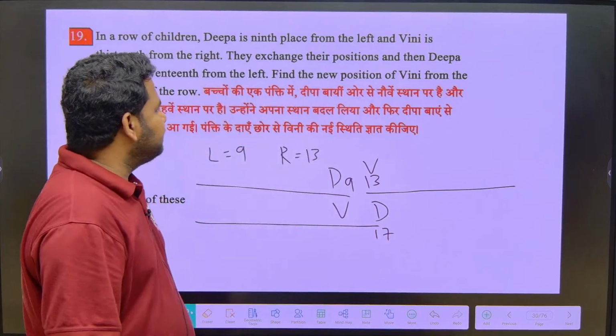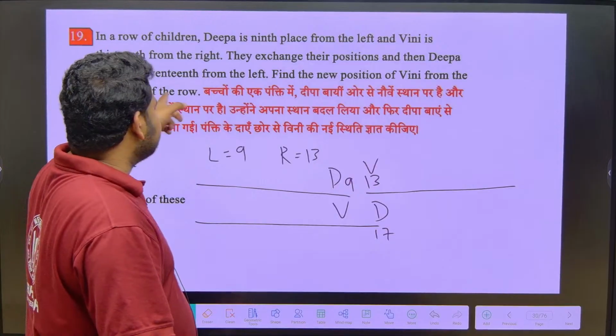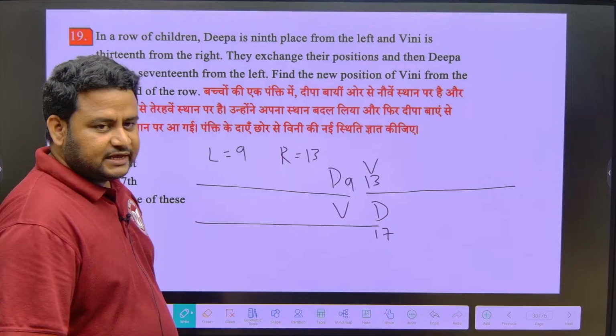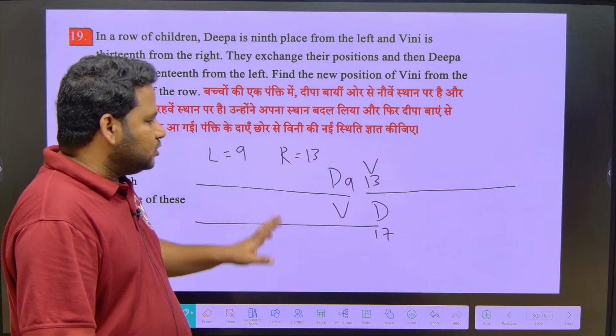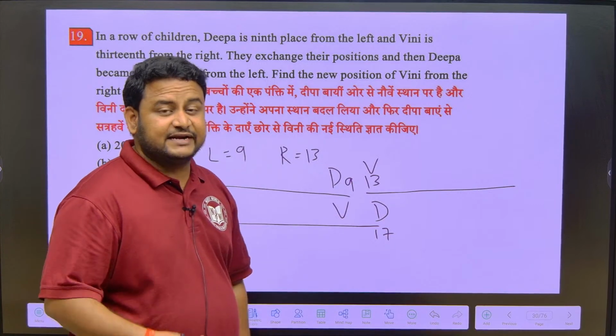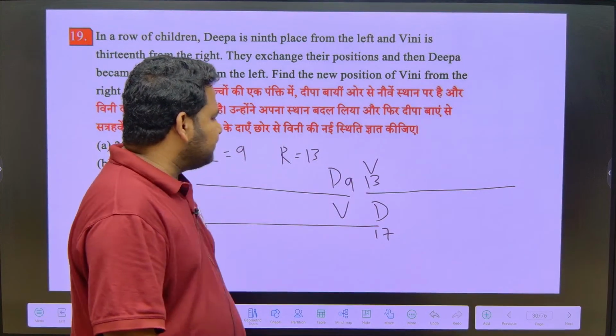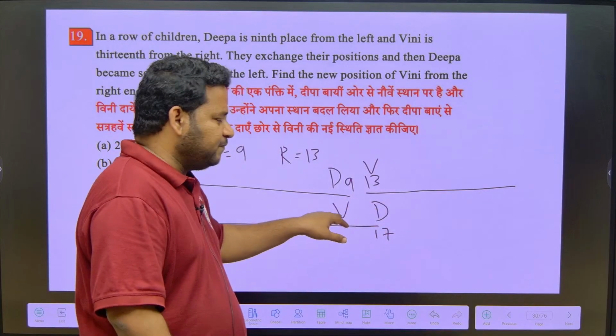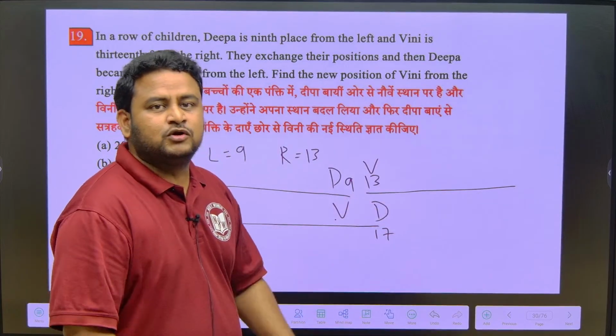Now find the new position of Vinny from the right end of the row. They are asking us to find the new position of Vinny from the right end of the row. But to find that, first of all, we should know the total number of persons.